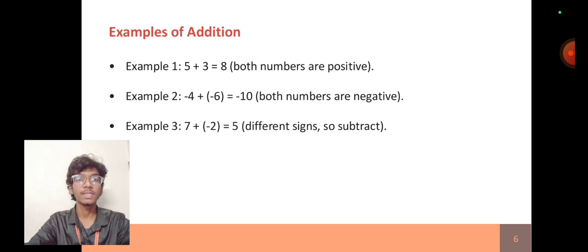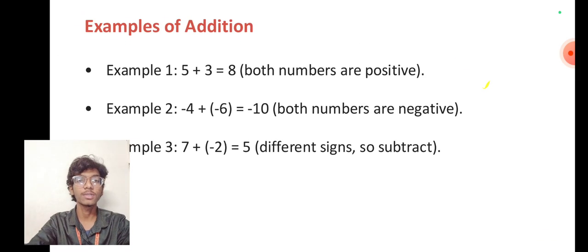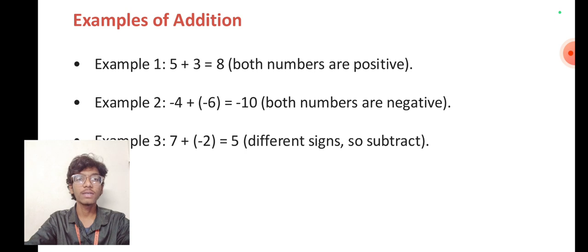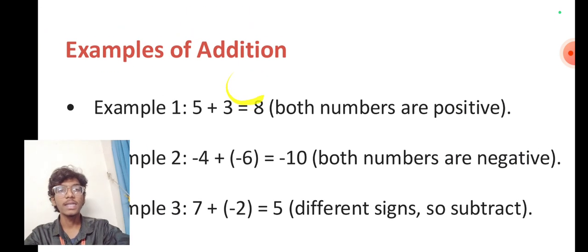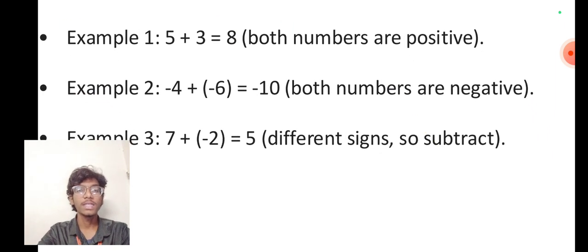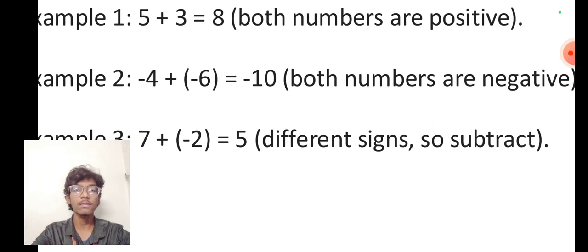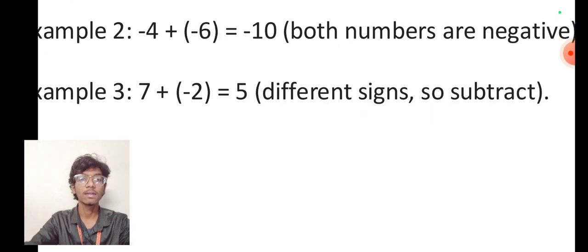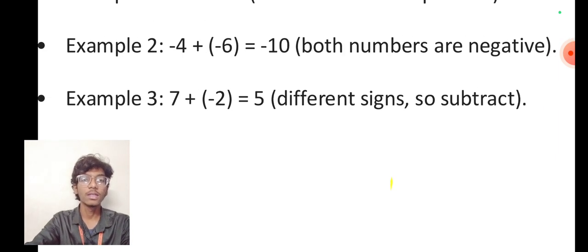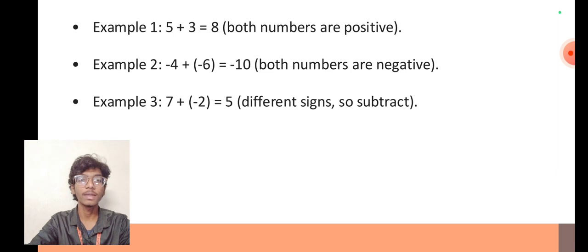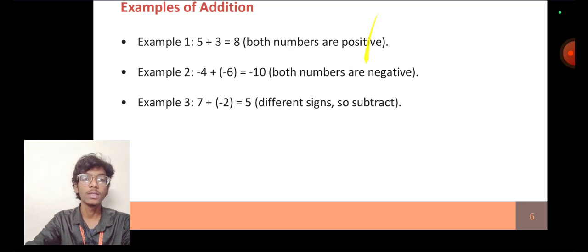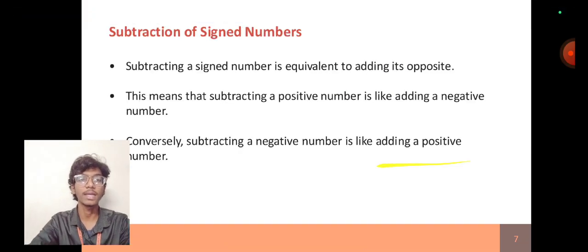Now, examples of addition. 5 plus 3 equals 8. Both numbers are positive, so 8 is a positive number. Minus 4 plus minus 6 equals minus 10. Both numbers are negative, so the result is negative. And 7 plus minus 2 equals 5. Different signs, so we subtract: 7 minus 2 equals 5.